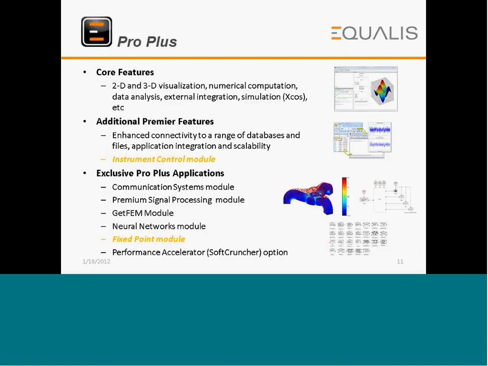Let's see in detail about the Pro Plus package. Core features include 2D and 3D visualization, numerical computation, data analysis, external integration, simulation, that is XCOS, etc. Additional premier features are enhanced connectivity to a range of databases and files, application integration and scalability, instrument control module. There are a few exclusive Pro Plus applications such as communication systems module, premium signal processing module, GetFEM module, neural networks module, fixed point module, and performance accelerator, which is the soft cruncher option.